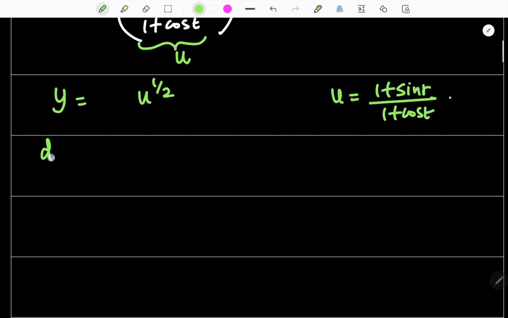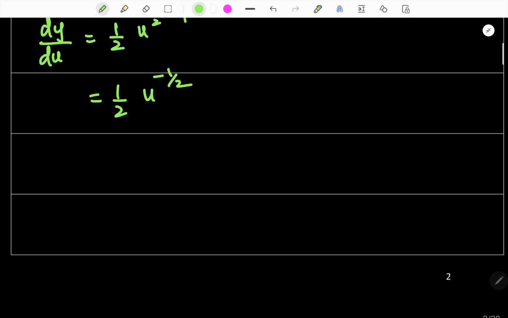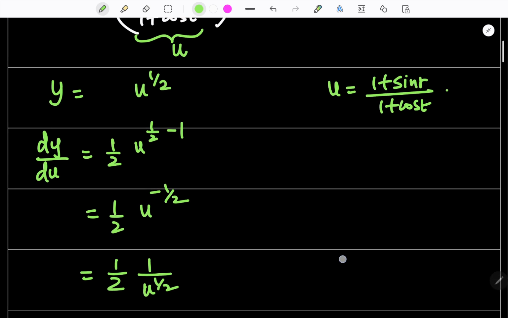Now you are differentiating dy divided by du. So this is half u power half minus 1. Half minus 1 is negative half. So this equals half times 1 by u power half. Keep it ready, then we will see what happens.